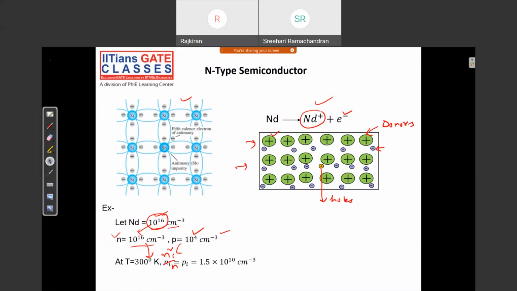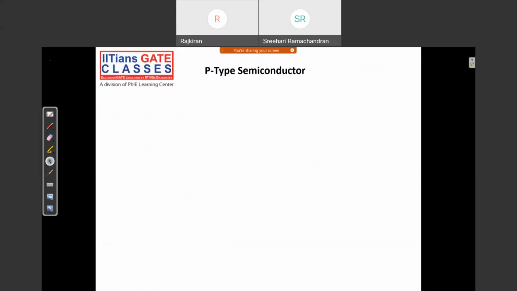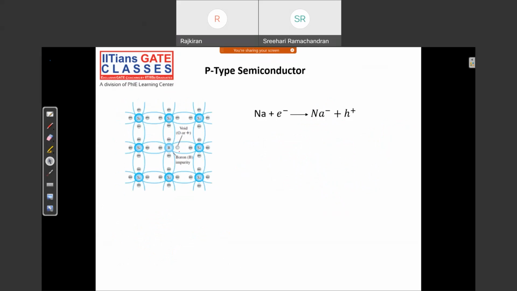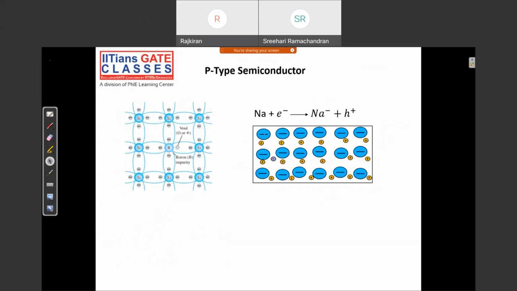Similarly, a p-type semiconductor is formed when intrinsic silicon is doped with boron impurity or a class 3 impurity. It will give one hole to the valence band. So in a p-type semiconductor, I have many negatively charged bound atoms. They are nothing but the acceptor impurity.